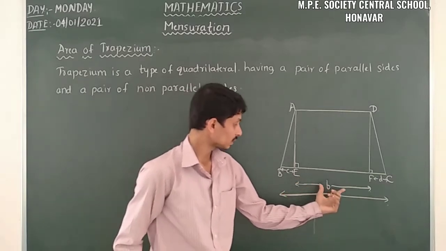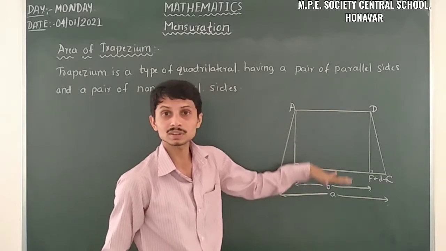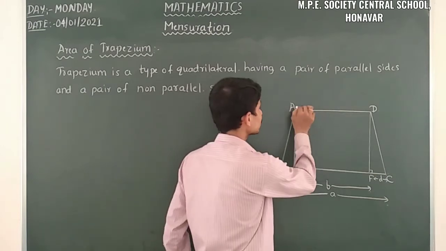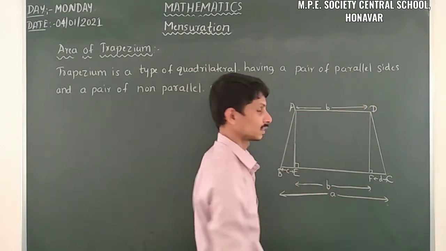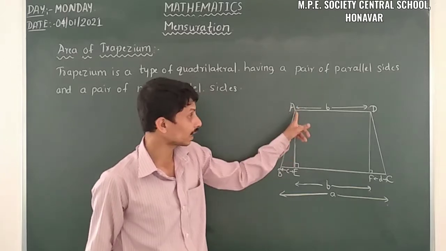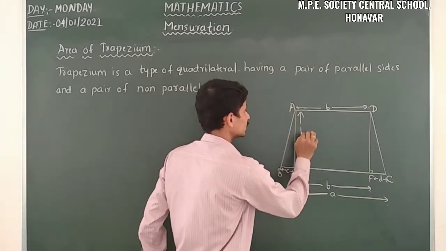If this is B, then this is also B, because they are the opposite sides of a rectangle. Another one, we already know, is the perpendicular height. This one I will consider as H.